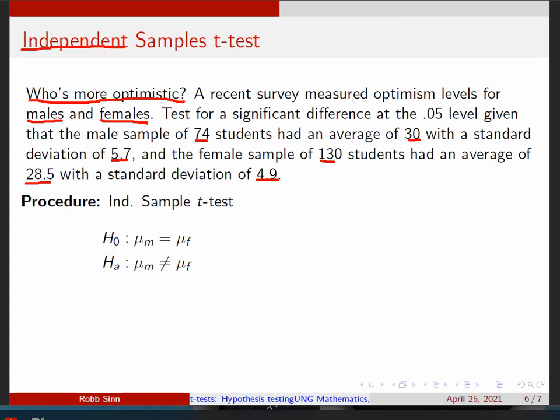And notice what we're doing here. We're naming the group. And by the way, the book a lot of times will name them group 1 and group 2, group A and group B. That's fine. I named them M and F because we're talking about biological males and biological females. Okay? And the null hypothesis is that the two groups have equal means.